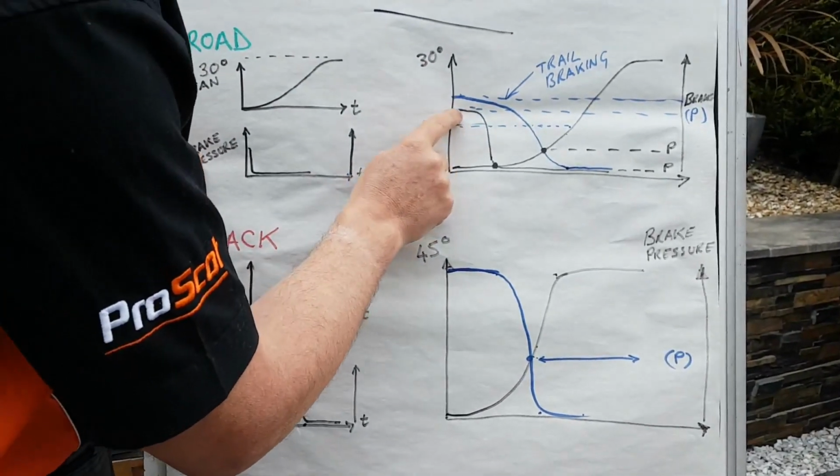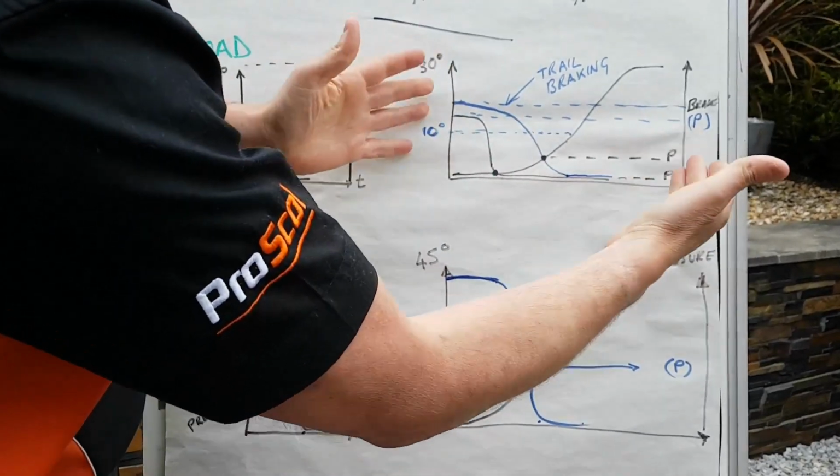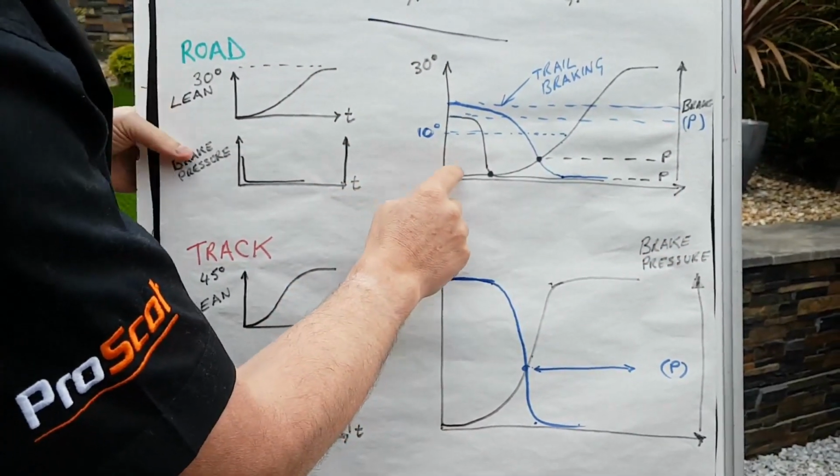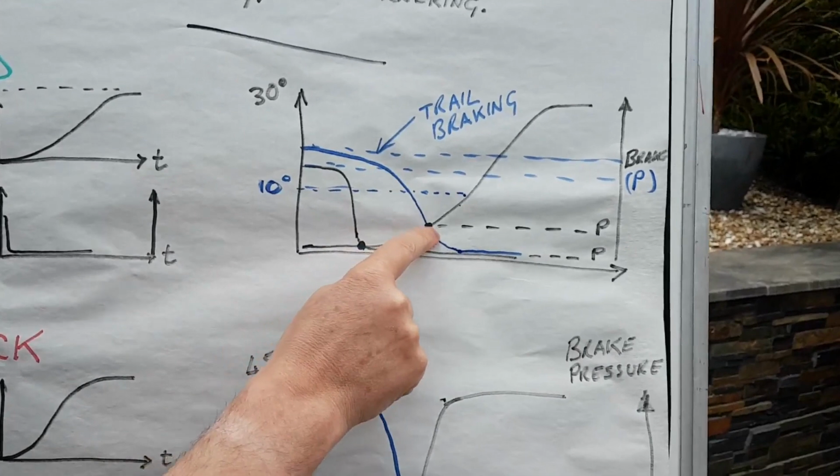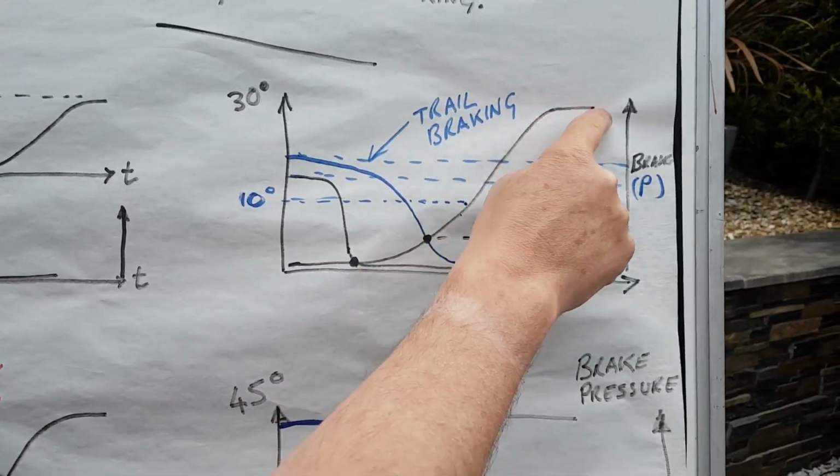Let's look at it here. Here's what we've got now. I've overlaid the two just to give you an idea of what's actually happening here. So if we look at the lean angle one, there it is. There's the lean angle one going up, increasing the lean angle and levelling off.